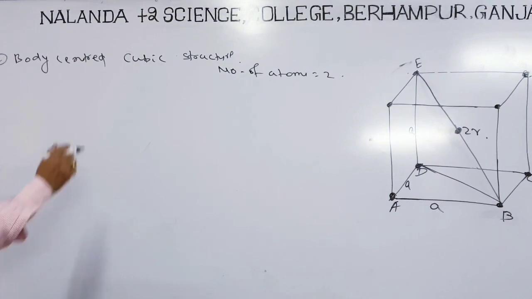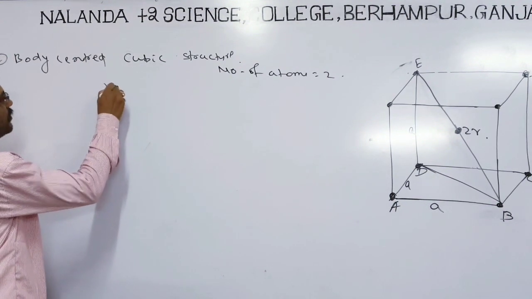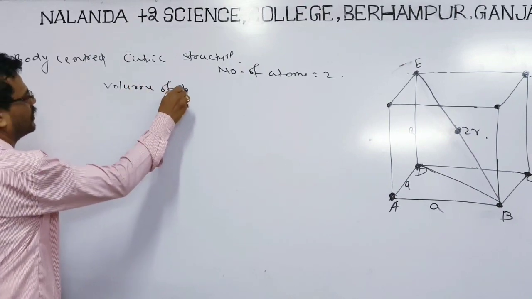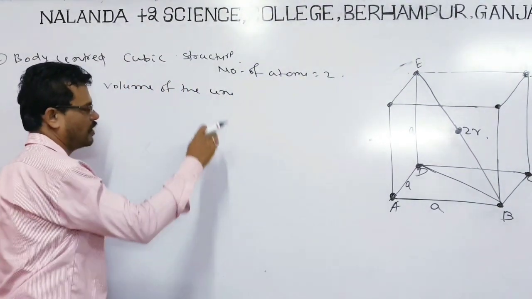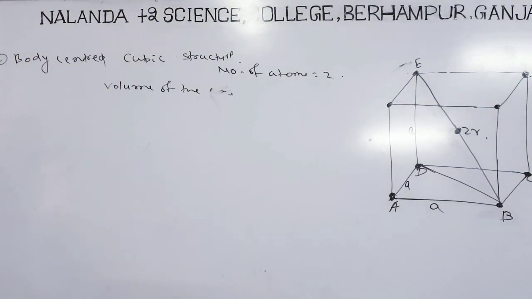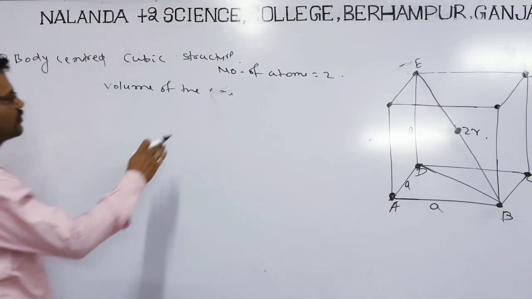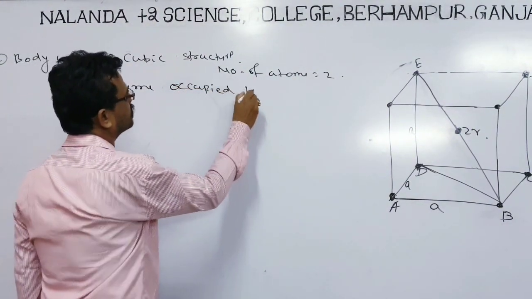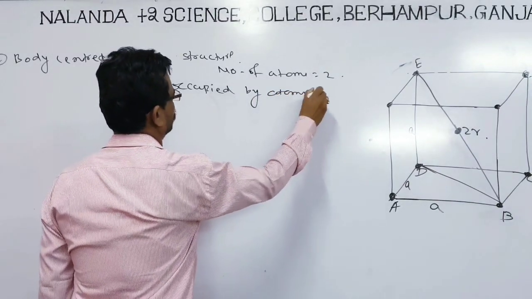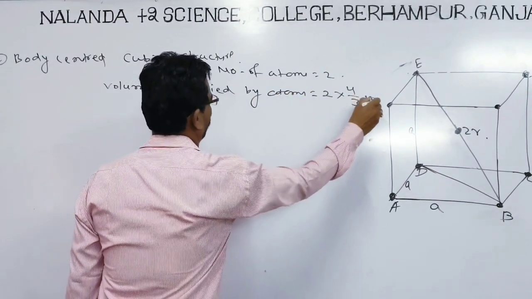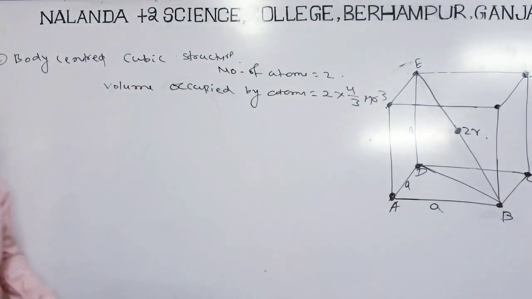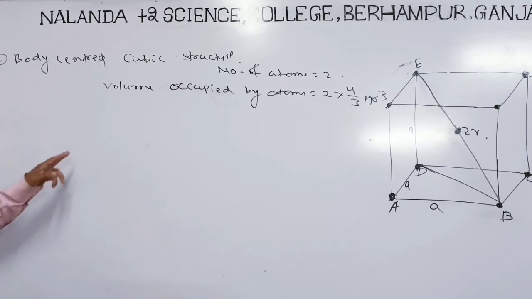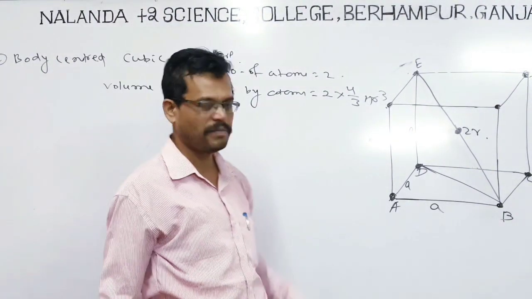The volume of the unit cell present in this structure, that is, the volume occupied by the atoms, is equal to 2 times 4/3 pi r cube. So we see in this body-centered cubic structure, there are 2 atoms in the unit cell, and the volume of the entire 2 atoms is 2 times 4/3 pi r cube.